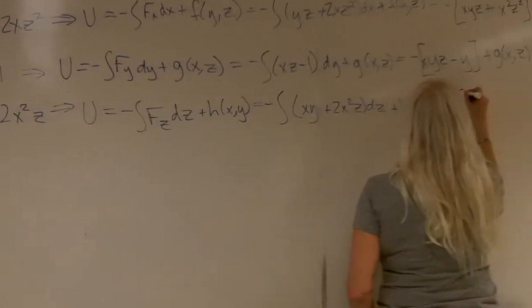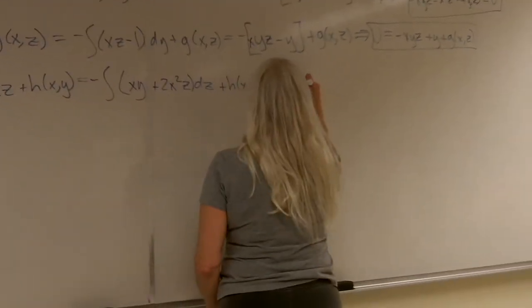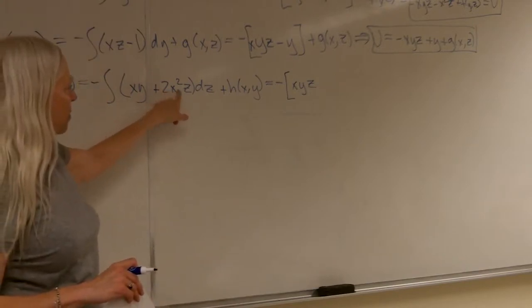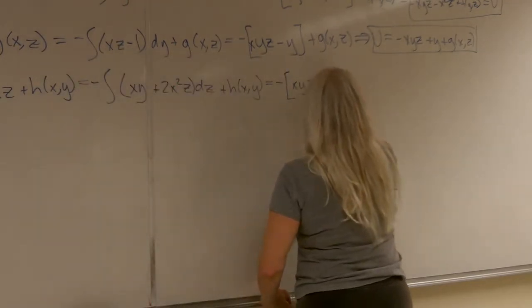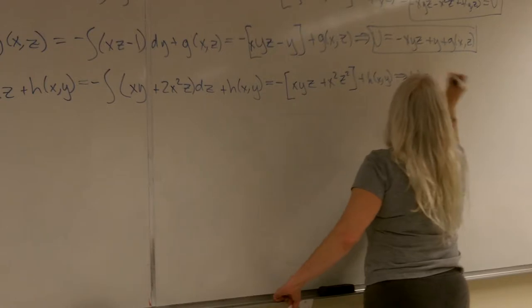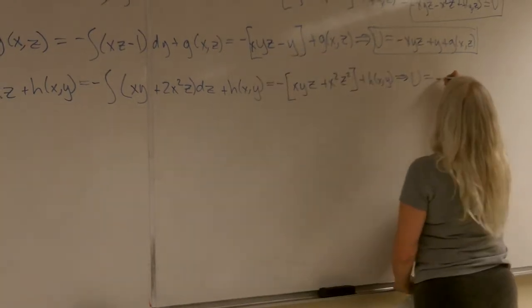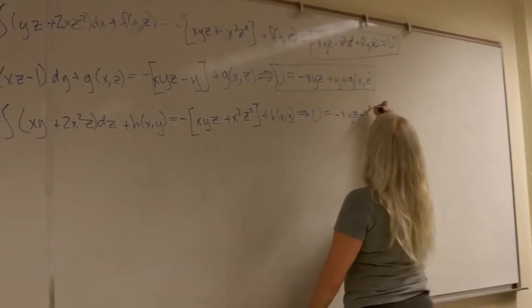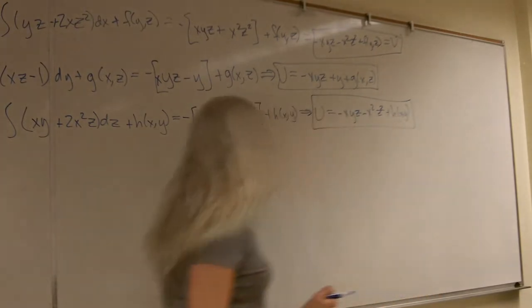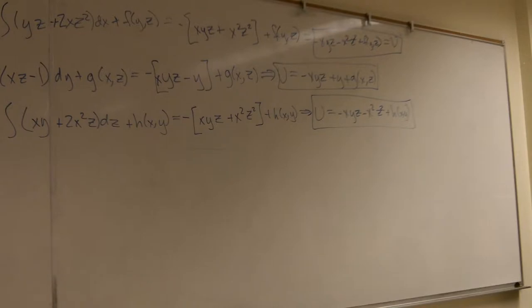Okay? So we've got a minus sign out in front. So we'll get xyz from that first term. From the second term, the x squared is constant. It just comes along for the ride. But the integral of 2z dz gives us z squared. So we get x squared z squared, plus h of x and y. So our expression for u, distributing that minus sign through, is minus xyz minus x squared z squared plus h of x and y. So these three boxed equations, u has to satisfy all of those, right? So we have to choose the functions f, g, and h so that these all agree.